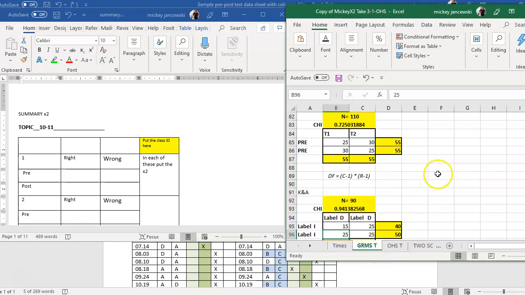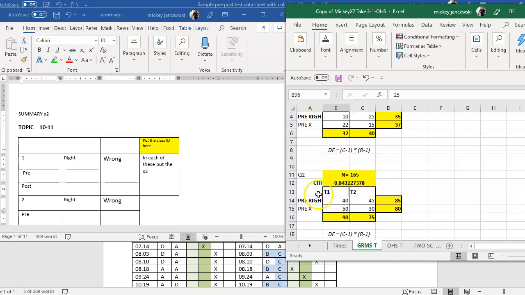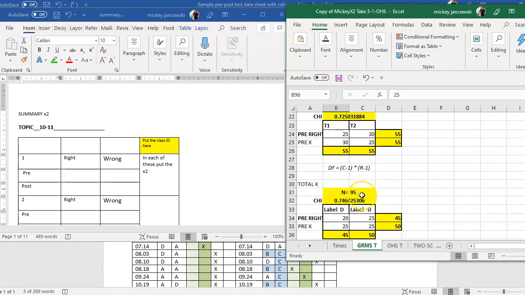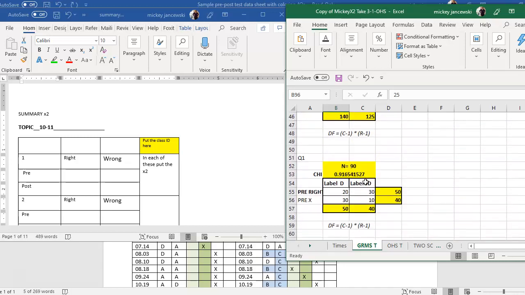Next we have Golden Ring Middle School. And what I asked you to do here was to look at 2 different teachers. So here we have teacher 1, teacher 2 for question 1, the same teachers for question 2, the same 2 teachers for question 3, total knowledge and attitude. Then you're going to do another 2 teachers, or you might have 1 teacher's the same and 1 teacher's different. And you're going to fill in the same columns, how many people got it right in this teacher's class, and how many people got it right in this teacher's class. How many people got it wrong, how many people got it wrong, and it will give you a chi-square.